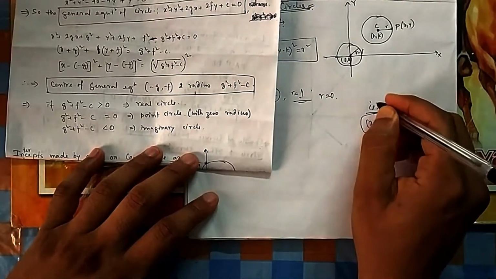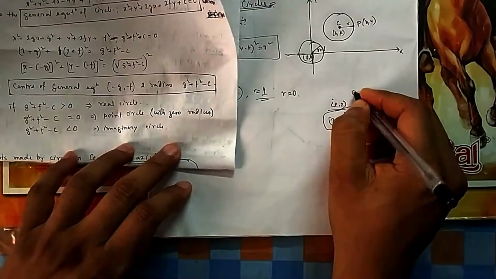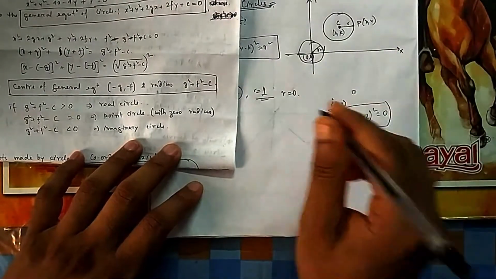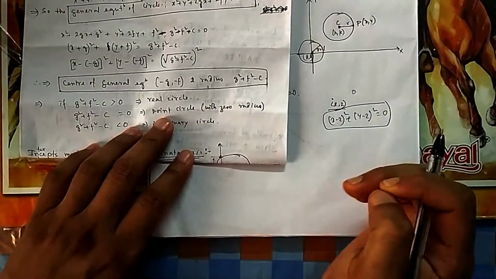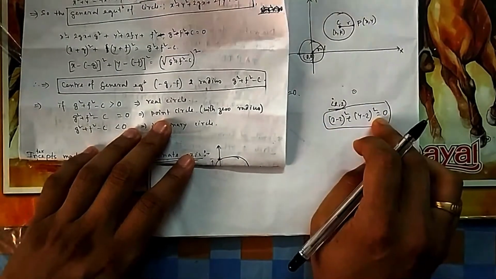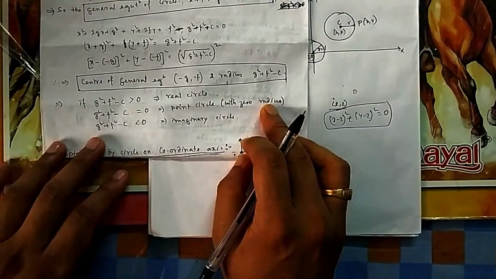So physically how will you represent it? If you zoom in, you will find a circle, but its radius is 0. That's why it is known as a point circle. Negligible size, just a point. So it is also a circle, but its radius is 0. We will see this concept with zero radius.